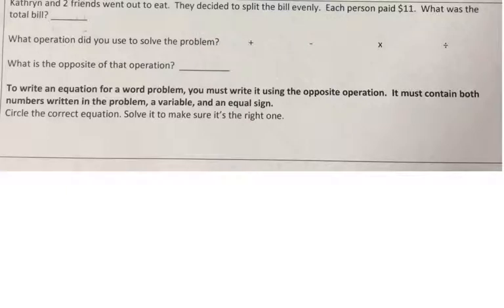Let's look at one more. This one says, Catherine and her two friends went out to eat. They decided to split the bill evenly. Each person paid $11. What was the total bill? Here's the trick on this one. Catherine and her two friends, so there are 3 people that ate, and each of those paid $11. So to solve it I would say 3 times 11 is 33. So the total bill was 33. What operation did we use to solve it? We used multiplication. What's the opposite of that operation? Division. So we need a division equation.